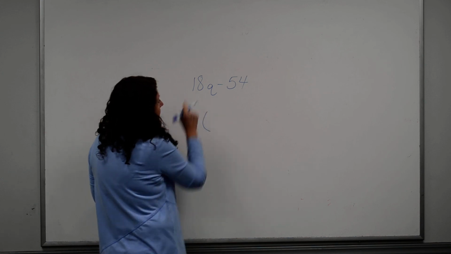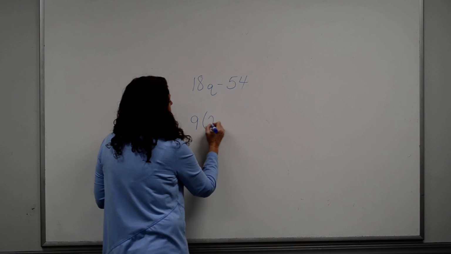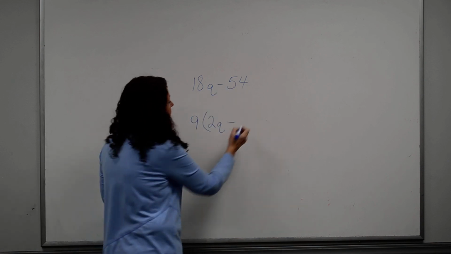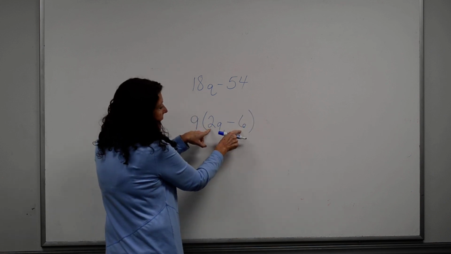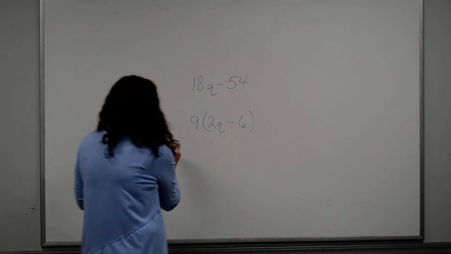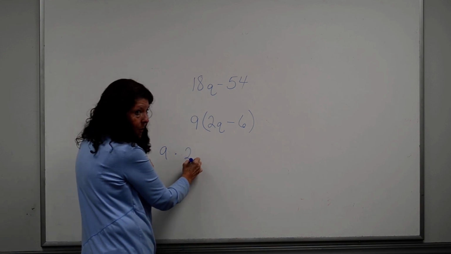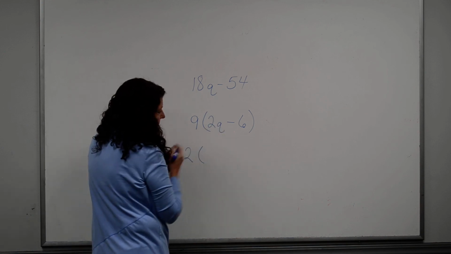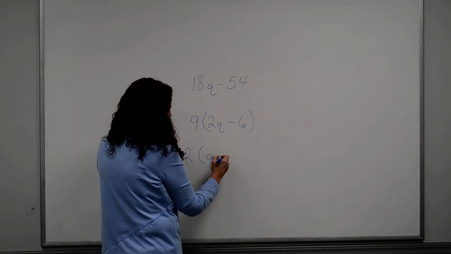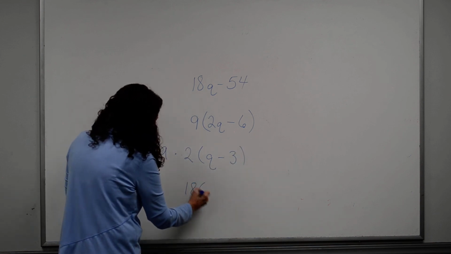Okay? 9 times what equals 18? 2. So I have 2q. 9 times what equals 54? 6. Now, let's look. Can I divide anything into both 2 and 6? 2. Okay, so what I'm going to do is bring this 9 over here, but then I'm going to pull a 2 out. So I have 2 times what gives me 2q. I need a q there, right? 2 times what gives me 6. So therefore, that's how I would have factored it.